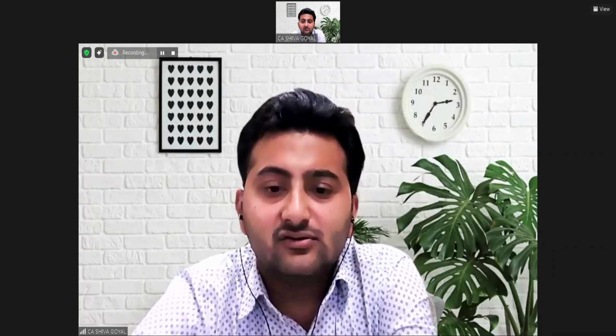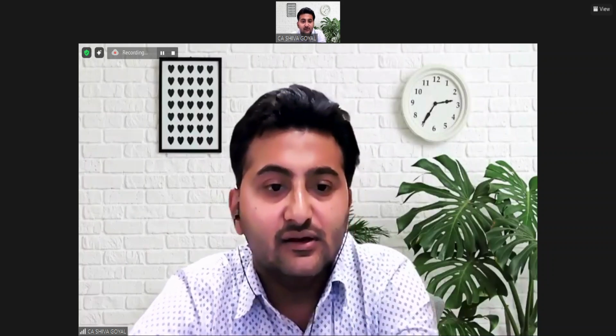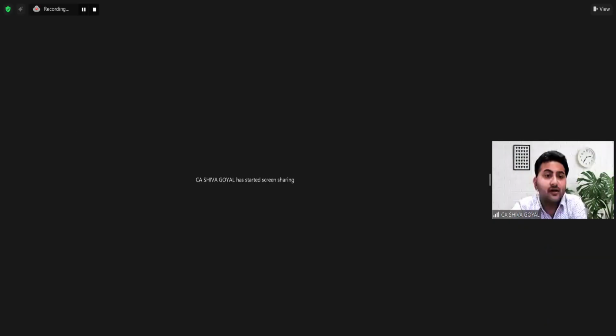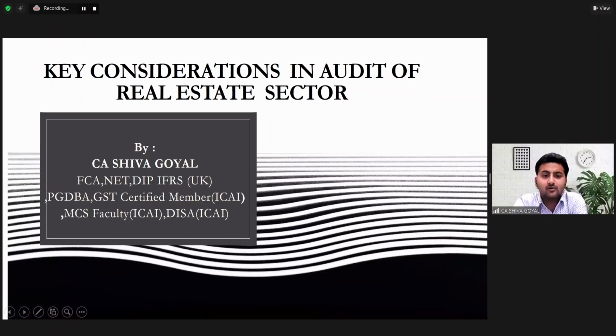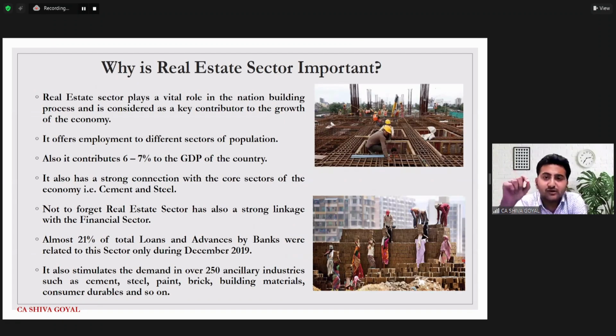So I would like to share my screen and cover certain important points that are there in the real estate sector. I hope my screen is well visible. Yeah. So I would be skipping the real estate definition, but I would like to focus upon how the real estate sector is very important from the viewpoint of GDP.